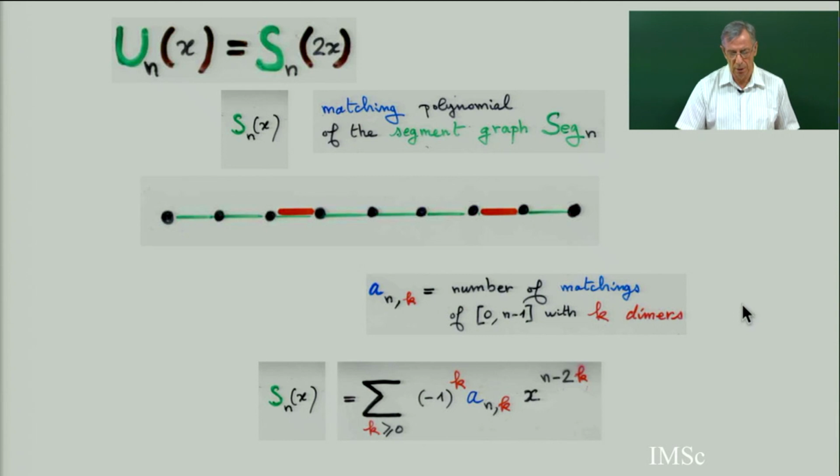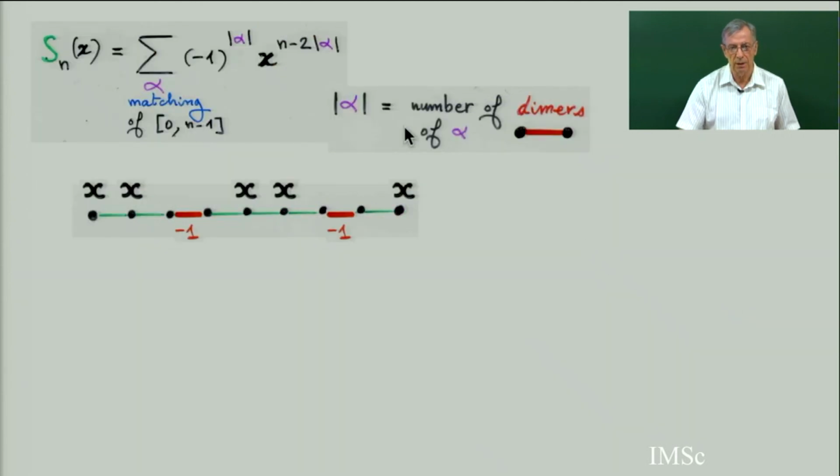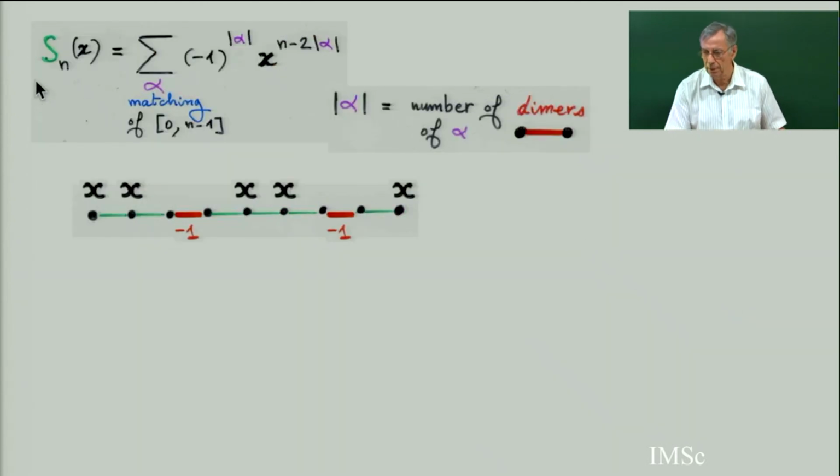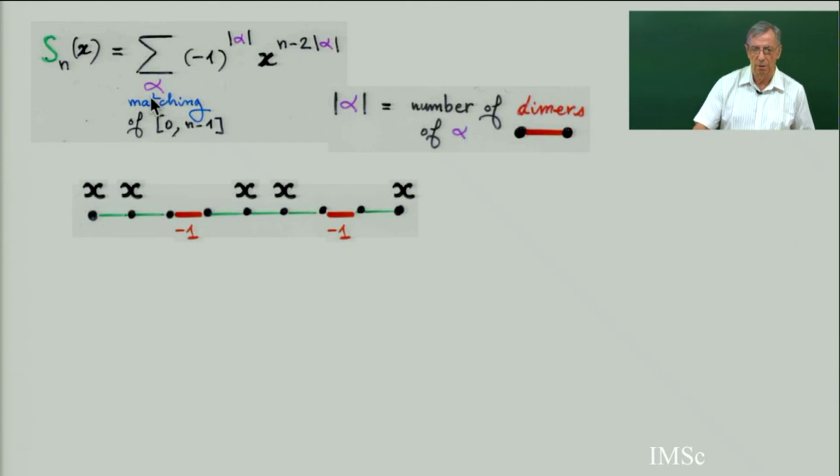So I can also write it this way: the matching polynomial is the sum over alpha, over all possible matchings of the segment 0 to n minus 1, of minus 1 to the number of dimers, which I will denote throughout the chapter with two bars meaning the number of elements, times x to the power n minus 2 times the number of dimers.